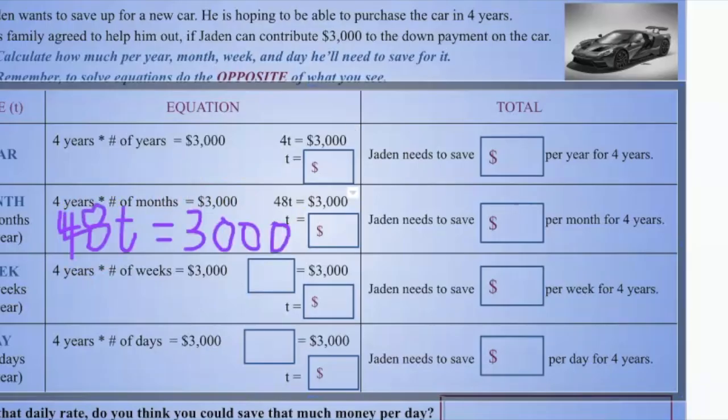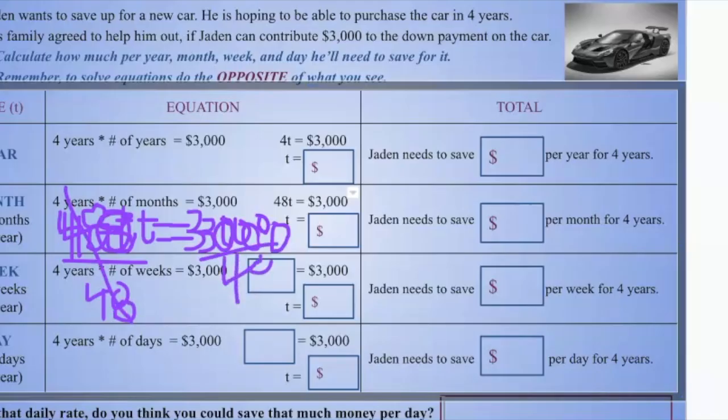I'm going to show the work here. So Jaden's going to save, well, he's going to save for 48 months. So that's 48t. And I need to do the OPP. Since the 48 is tight with the t, I need to divide both sides by 48. Let's do that. Divide by 48. Those cancel. Divide $3,000 by 48 months.